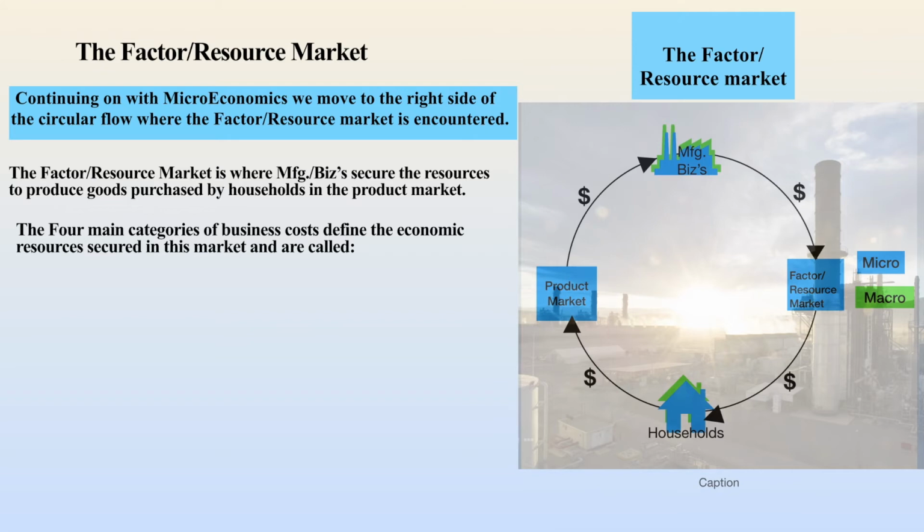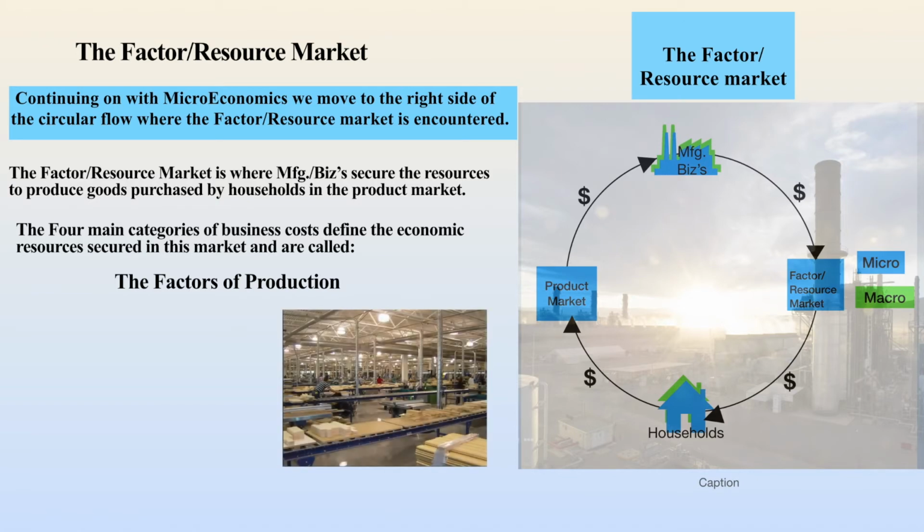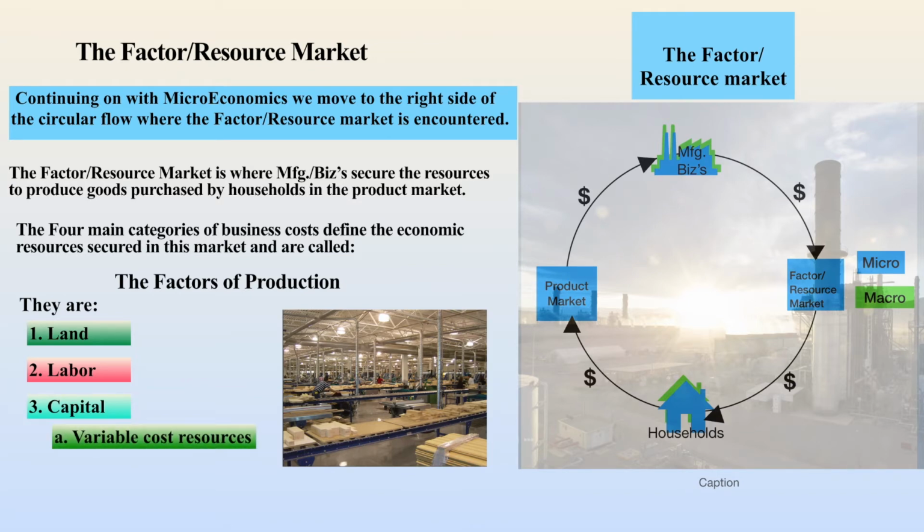The four main categories of business costs define the economic resources secured in this market and are called the factors of production. They are 1. Land, 2. Labor, 3. Capital, 3A. Variable cost resources, 3B. Fixed cost capital, 4. Entrepreneurship.